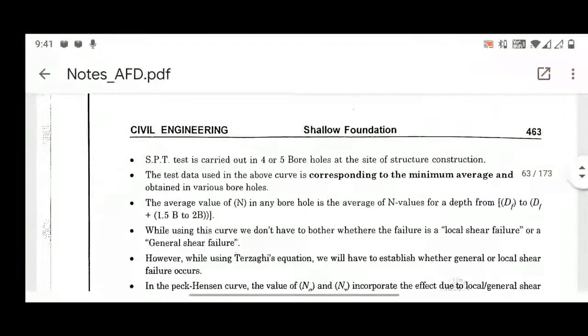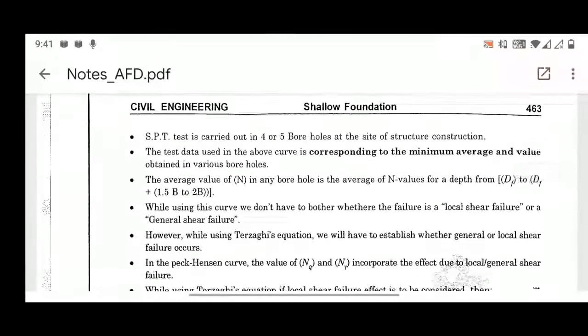Now, the SPT test is carried out in 4 or 5 boreholes at the site of structure construction, right? So we have to make a bore inside the ground, and then carry out the SPT test. The test data used in the above curve corresponds to the minimum average N value obtained in the various boreholes.